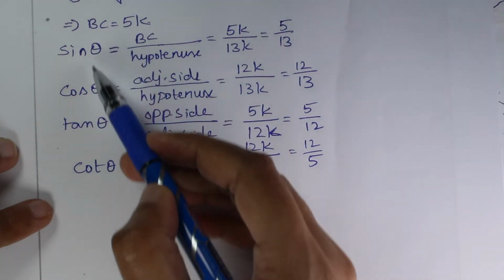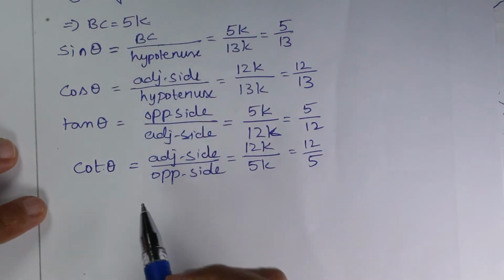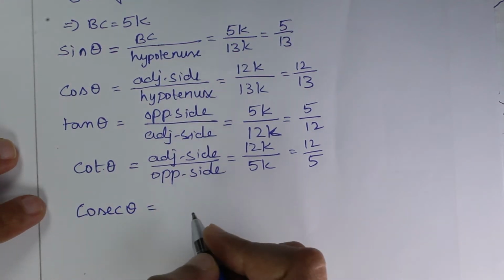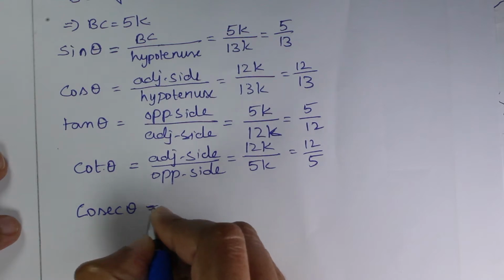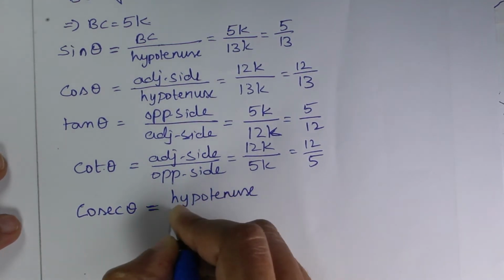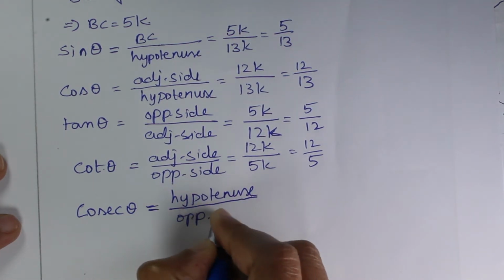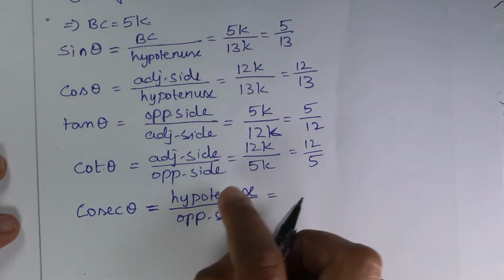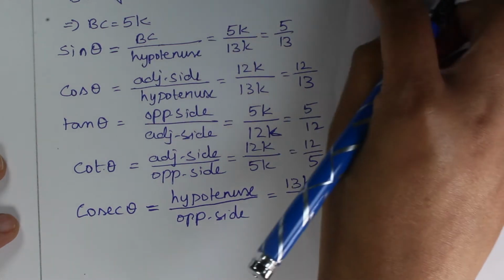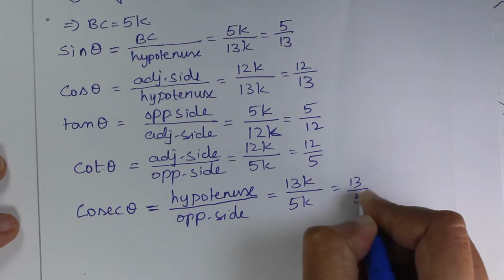Now we have completed sin theta, cos theta, tan theta, cot theta. We know secant theta is 13 by 12 and we have to calculate cosecant theta. Cosecant theta is equal to hypotenuse divided by opposite side to theta. What is the hypotenuse? 13k divided by opposite side to theta, which is BC, that is 5k. That is equal to 13 by 5.